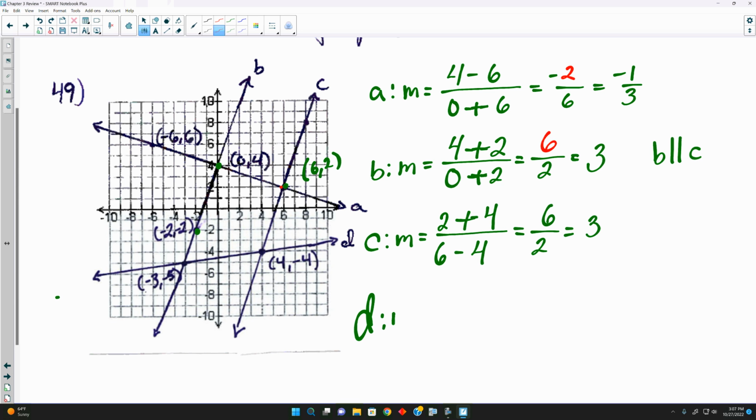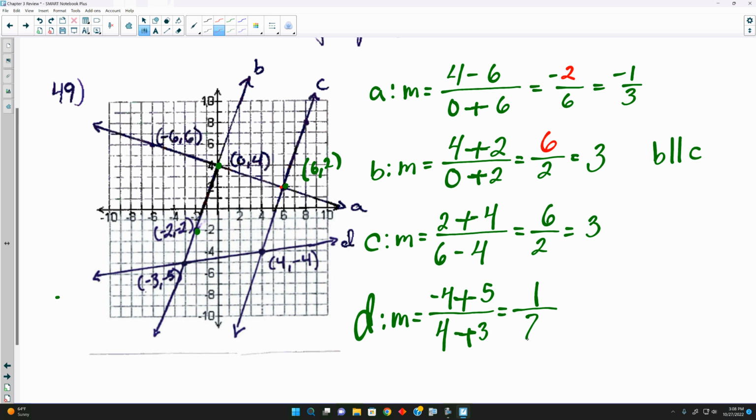And lastly, we need to find the slope of line D. We know one of the y values is negative 4 minus negative 5, and the corresponding x is 4 minus negative 3. On top, negative 4 minus negative 5 is the same as negative 4 plus 5, which gives us 1. On bottom, 4 minus negative 3 is the same as 4 plus 3, 7. Well, that doesn't match up to any of them.